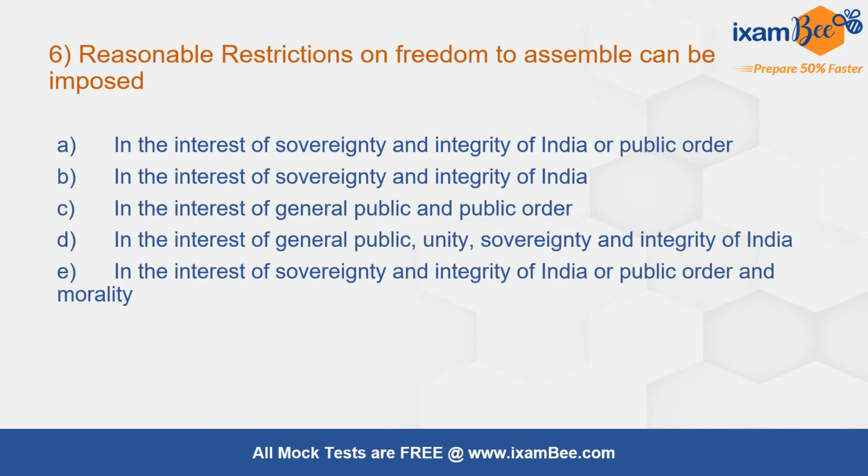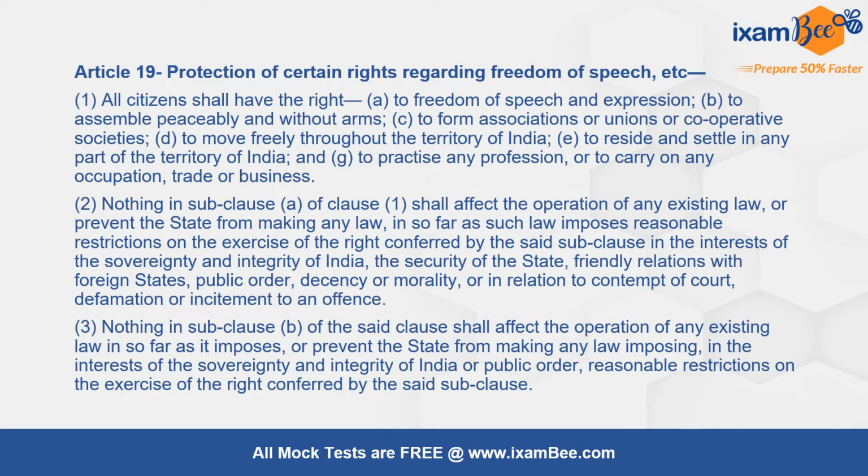Question number 6. Reasonable restrictions on freedom to assemble can be imposed... The correct answer is in the interest of sovereignty and integrity of India or public order. This is given under Article 19, protection of certain rights regarding freedom of speech, and here all citizens shall have 6 kinds of rights: to freedom of speech and expression, to assemble peacefully and without arms, to form associations or unions or cooperative societies, to move freely throughout the territory of India, to reside and settle in any part of the territory of India, and to practice any profession or to carry on any occupation, trade or business.